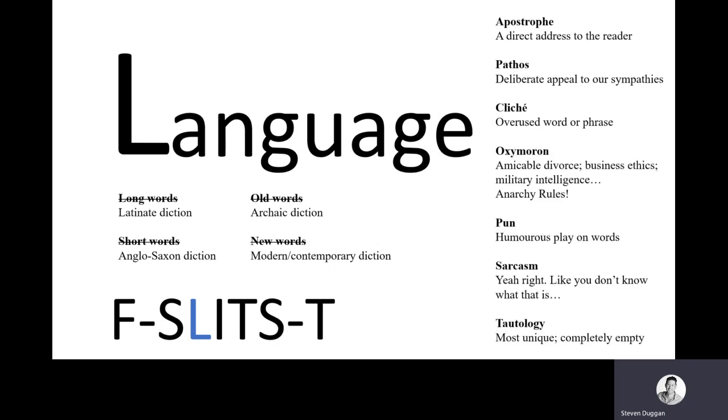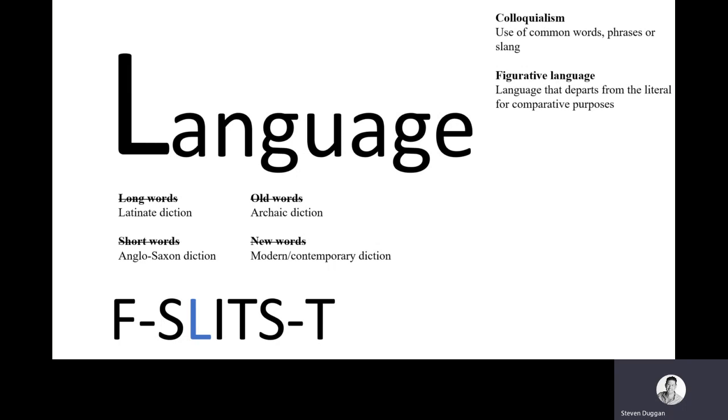A couple of others you'll come across: an oxymoron. Military intelligence is probably the most famous of them. Effectively two words in which each word apparently contradicts the other. Puns, again, you'll recognize. Sarcasm the same. Tautology is something that many people miss, but it's always a good one to identify. Effectively, tautology is when a word is used which is completely superfluous. There's no such thing as most unique. If it's unique, it's unique. And equally with completely empty. If something's empty, there you have it.